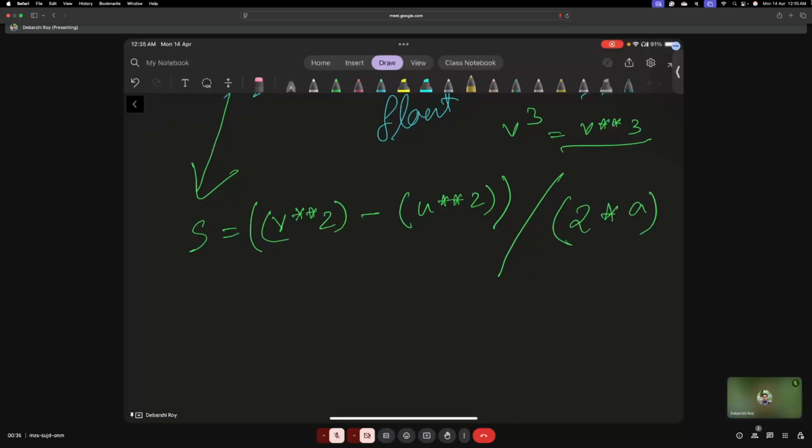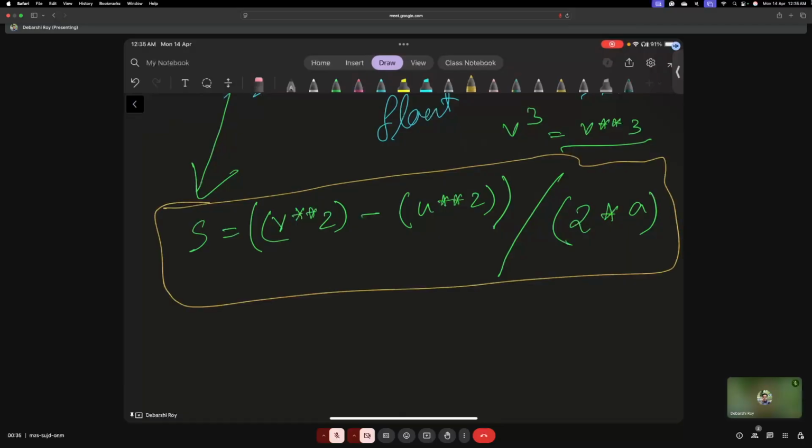Remember, this is very important. V square minus u square divided by 2a. This is the exact formula for calculating the displacement, where v is the final velocity, u is the initial velocity, and a is the acceleration.